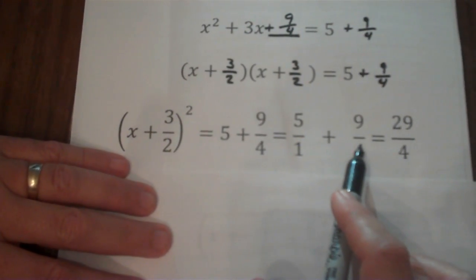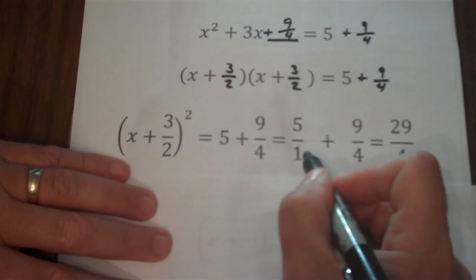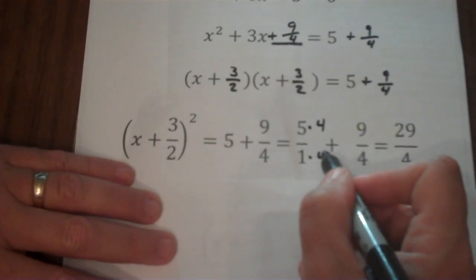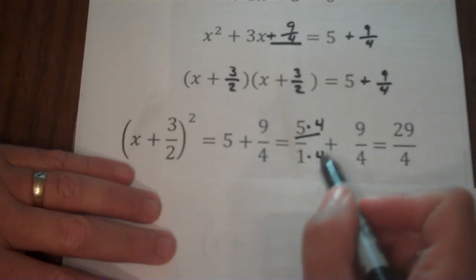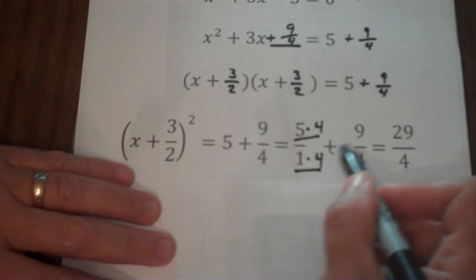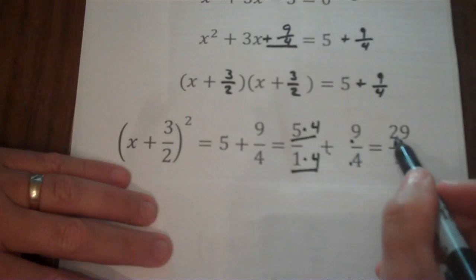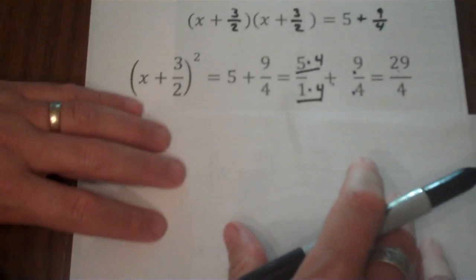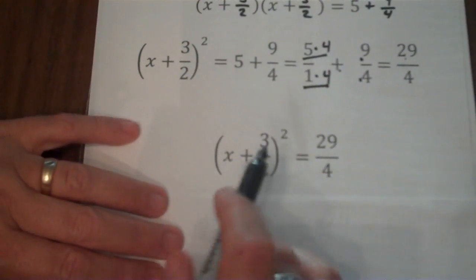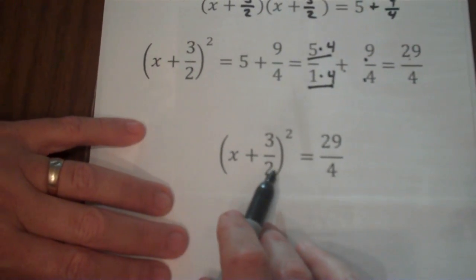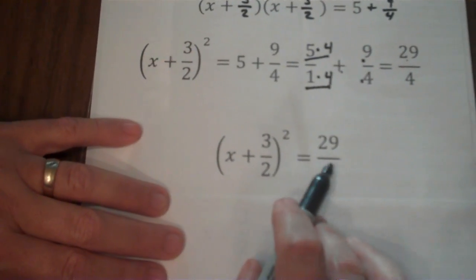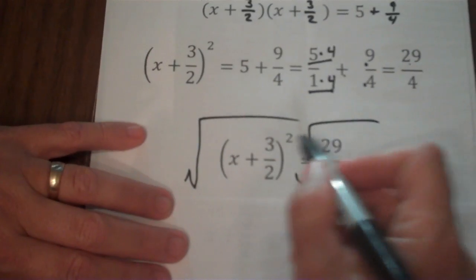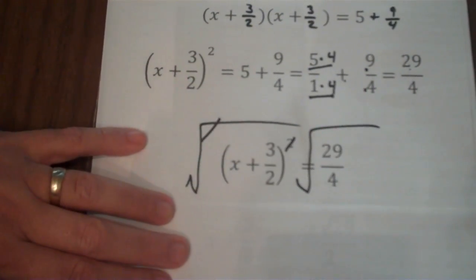I need a common denominator. Since this is a 1, I can multiply it by any denominator I need, in this case a 4. That will give me 20/4, plus 9/4 gives me a total of 29/4. So basically, I have the quantity x plus 3 squared equals 29/4. Once again, I merely take the square root of both sides to eliminate my power.